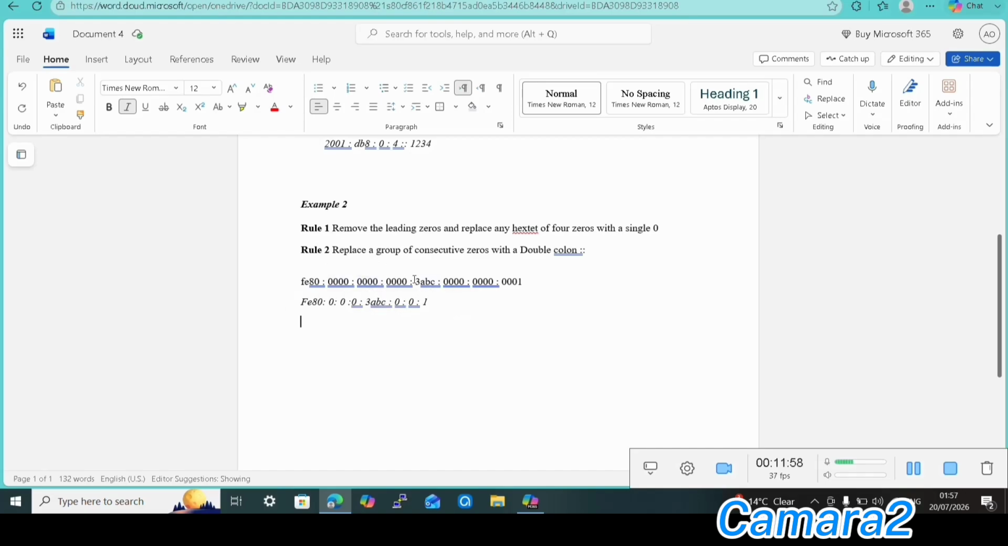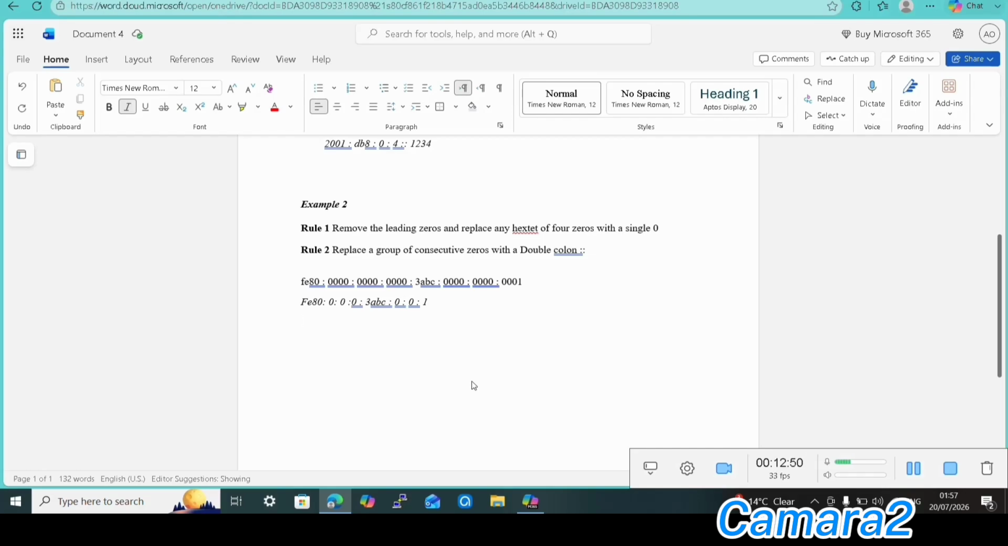So in this place here, we will select either this or this. But in most cases, you go with the ones with the largest number of zeros. So here you can see you have three sets. So we will replace this with a double colon. But we are not going to replace this one with a double colon, because according to the rule, you are only allowed to use a double colon once. If you use two double colons, it will be confusing, because the machine will not understand which one is having three sets. That is why you use only one double colon in a particular IPv6 address.